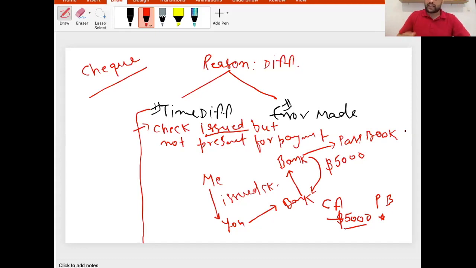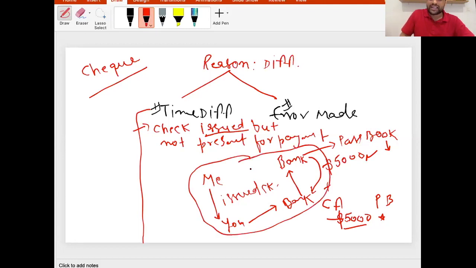So when this 5,000 goes out from my account, the bank will reduce my balance in the passbook. That means minus 5,000 from my passbook. And of course, you increase, right? So what do you think? This whole procedure, how long does it take?